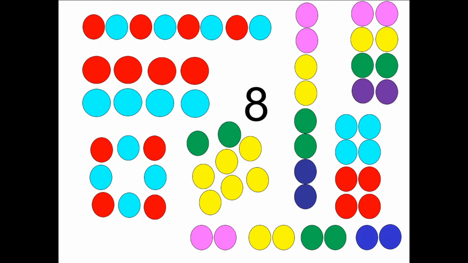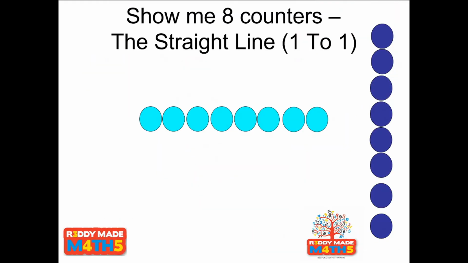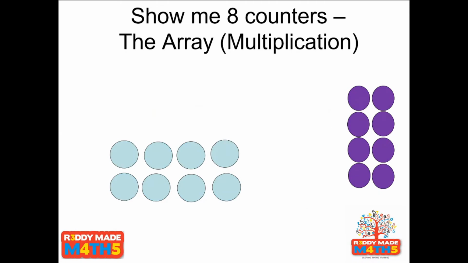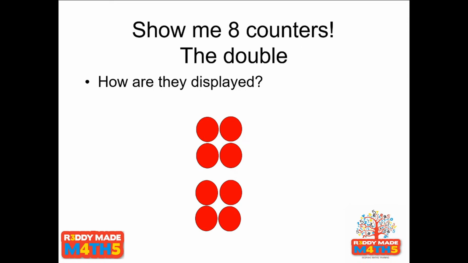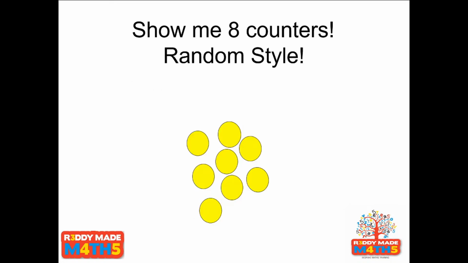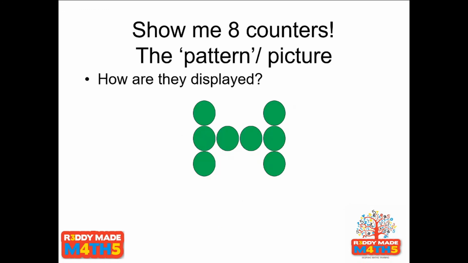Let's just have a look at these again really quickly. We've got 8 counters in a straight line for one-to-one correspondence. We've got the array, which is a repeated addition or multiplication image. And again, we've got the standard repeated addition, 4 lots of 2 or 2 multiplied by 4. We've also got the double, which in this case is arranged in a dice formation. And the one that we've just looked at in quite a bit of depth, we've got the pattern. I want to look at that one. When you look at that picture, what do you see?